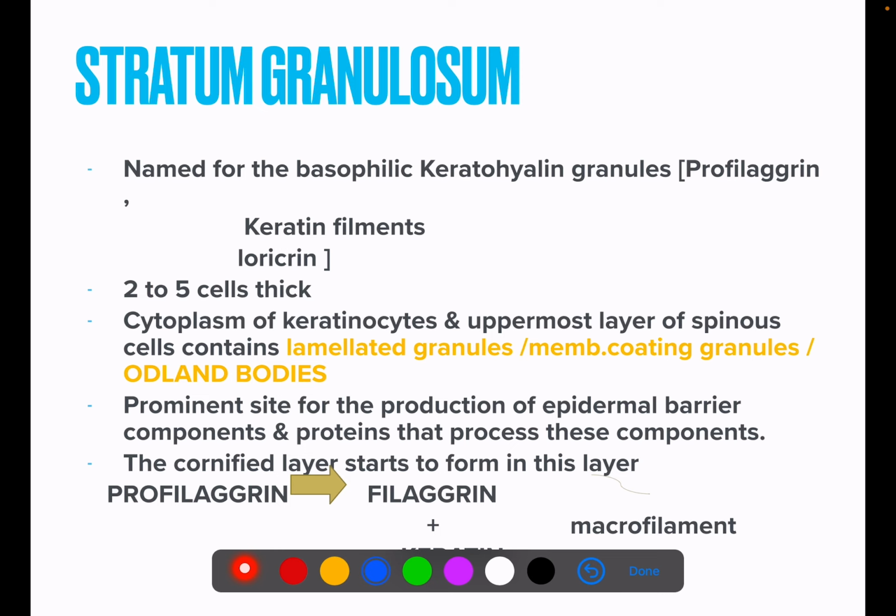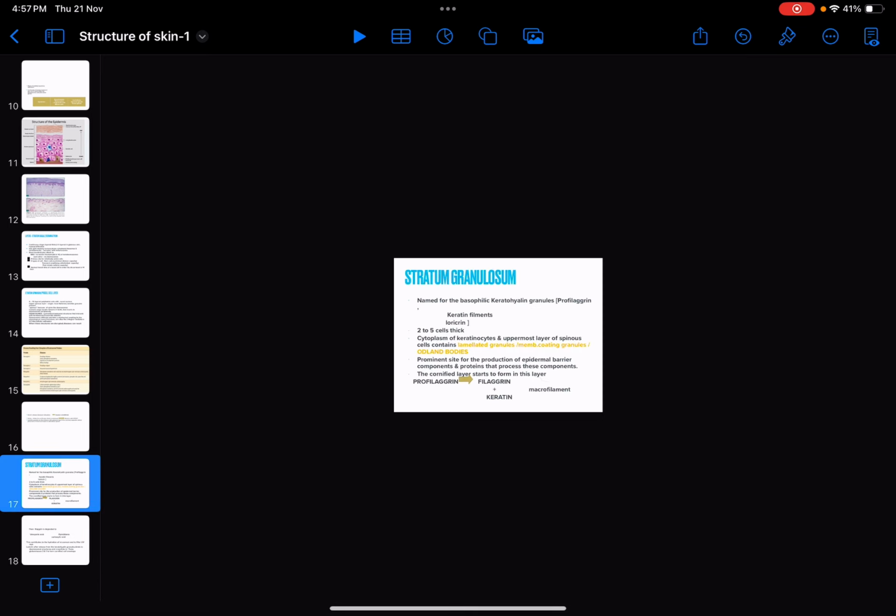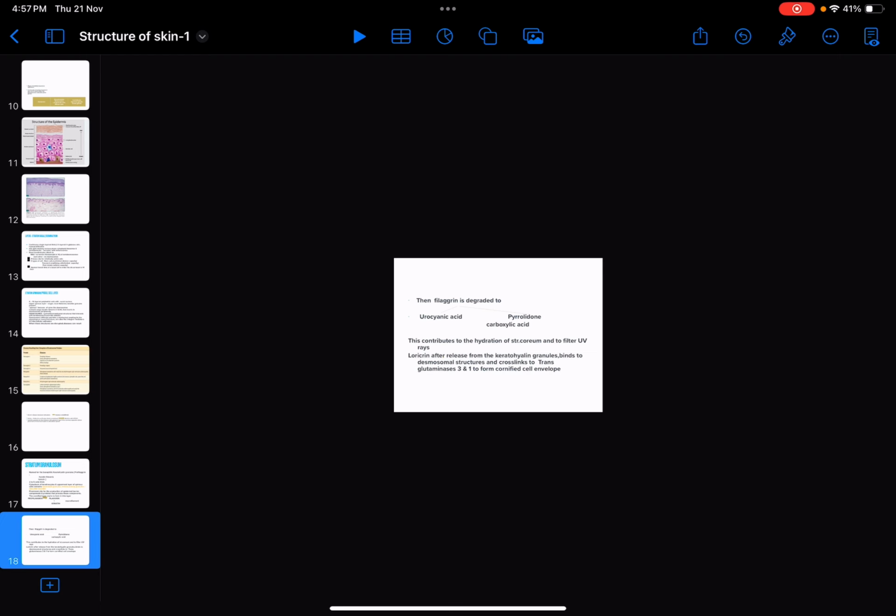This uppermost layer of spinous cells contains lamellated granules or membrane coated granules, also known as Odland bodies. It is the prominent site for production of epidermal barrier components and proteins that process these components. The cornified layer starts to form in this layer. Profilaggrin will give rise to filaggrin and keratin, which can also be helpful in formation of microfilaments.